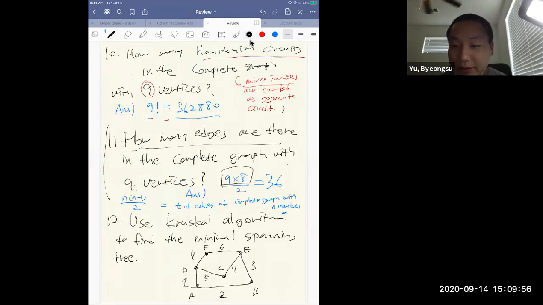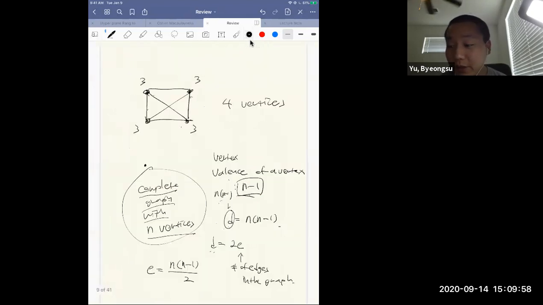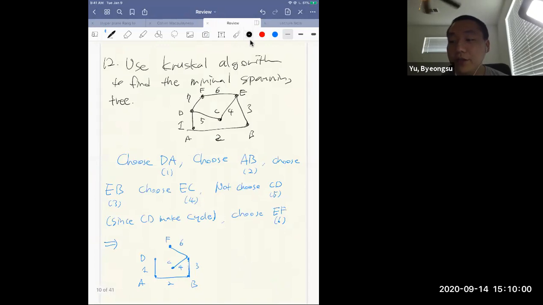Is everything good? Then we can deal with number 12. Use Kruskal's algorithm to find a minimum spanning tree. In the exam, similar graphs come up, and Kruskal's algorithm is nothing but the same as the sorted edge algorithm, right?